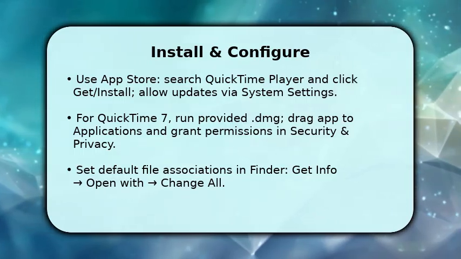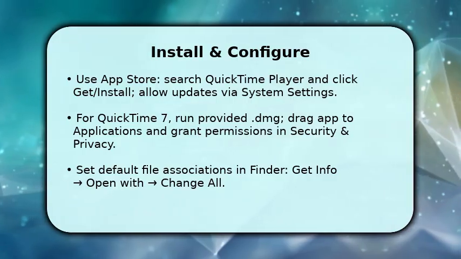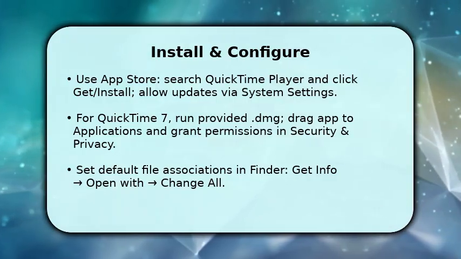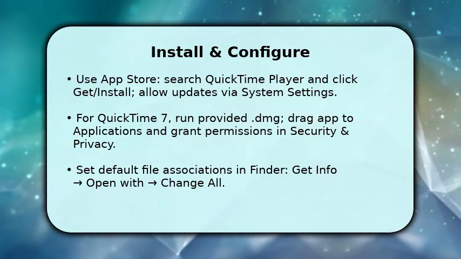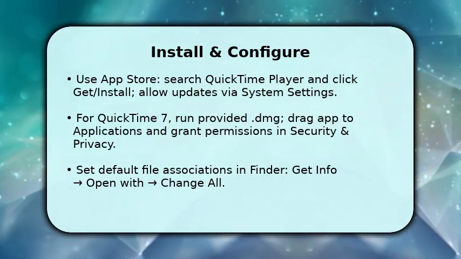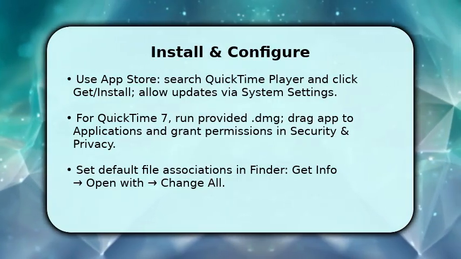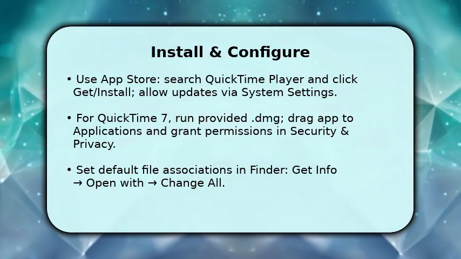If you require QuickTime 7, mount the DMG, drag QuickTime to Applications, and approve any security and privacy prompts to allow the legacy binary. Once installed, open Finder, select a common media file, choose Get Info, set QuickTime as Open With, and click Change All to apply defaults across file types.